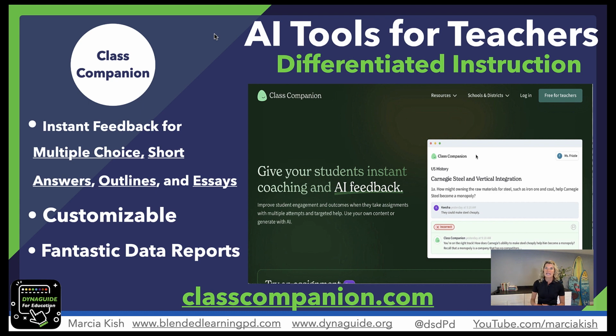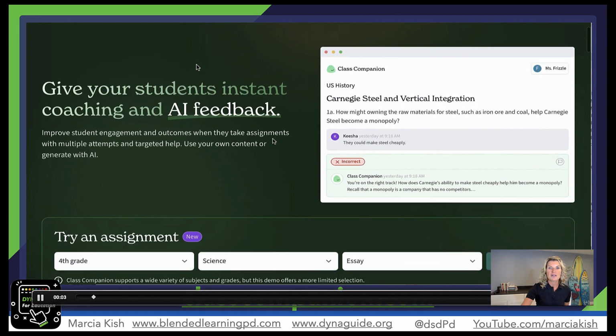I'm going to repeat this. It does not replace the teacher. It's a good supplement to what we have going on in the classroom. So let's take a look at the video of what this looks like in action.